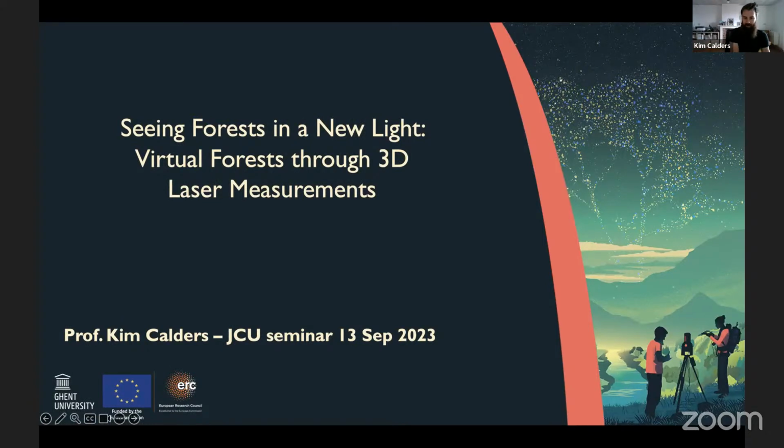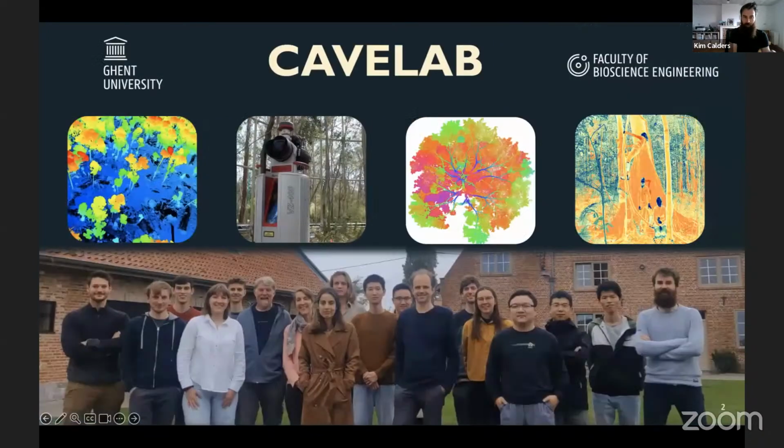I'm based at Ghent University, and I'm part of a lab called CAVElab. So we are a group of about 20 people, 2 professors in there. And we're not doing only LiDAR, we're also doing vegetation modeling, traditional forest sensors, and we mostly work in tropical forests, but we also, especially since COVID, have a focus on temperate forests as well.